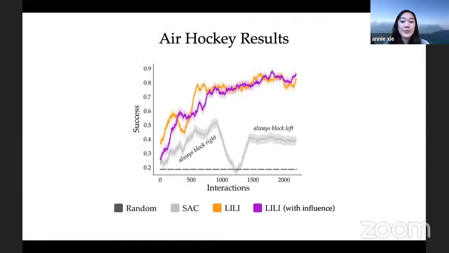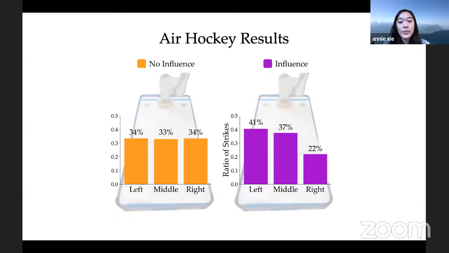So looking at success rate only, we can see that Lily with influence has a similar success rate as Lily without influence. But where we actually see a difference is when we look at how frequently the opponent fires left, middle, and right. Lily with influence leads its opponent to fire left the most often, 41% of the time, while without influence, the distribution over the strategies is uniform.